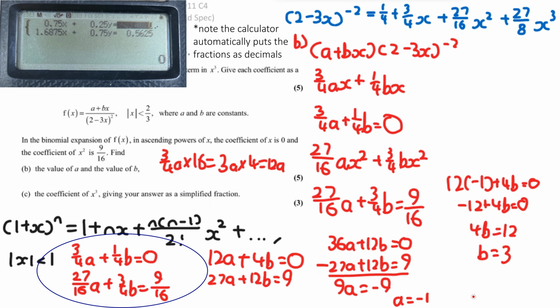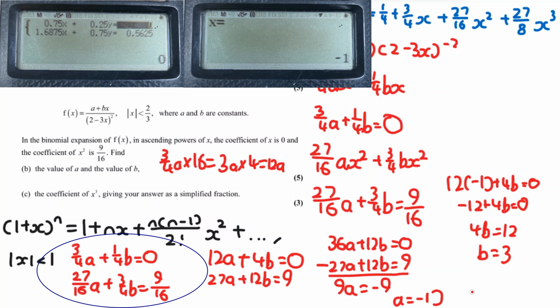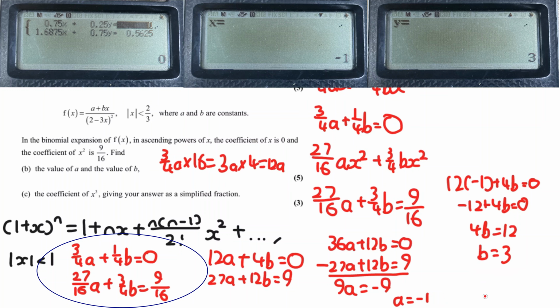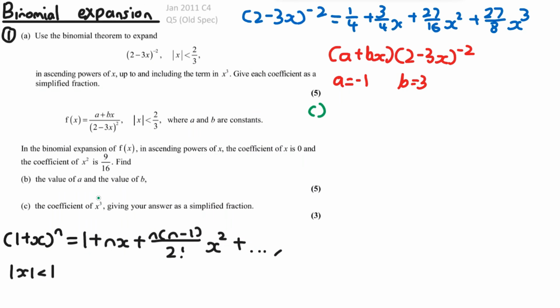Now remember, you can use your calculator to check results of simultaneous equations by putting in the a as the x and the b as the y, and it also gives out that a is equal to minus 1 and b is equal to 3. And then for part C, we need to find the coefficients of x to the power of 3.